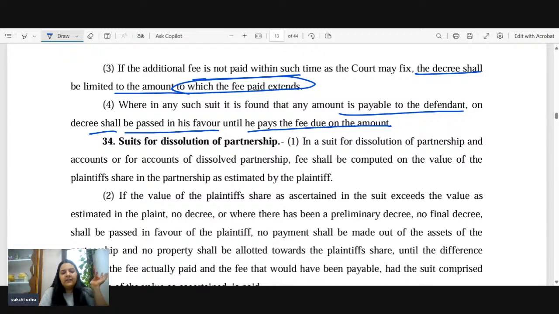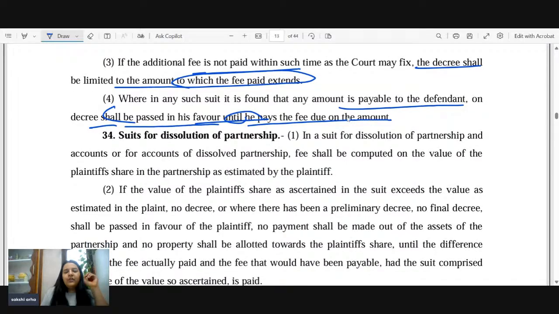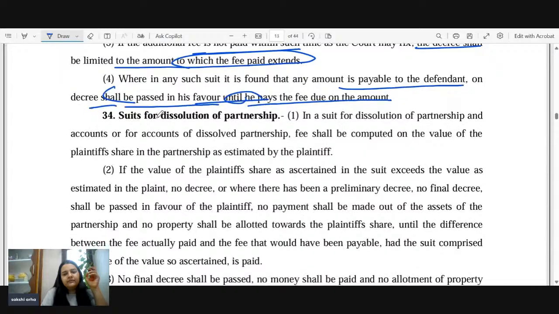If defendant is not paying that fee, in that case what will happen? So defendant is not paying, the amount will not be decreed in his favor. Okay, on decree, if a decree is passed in favor, it will not see. A decree shall be passed in his favor until he pays the fee on due amount. Okay, जब तक वो fee नहीं कर देगा decree उसके पास नहीं होगी.